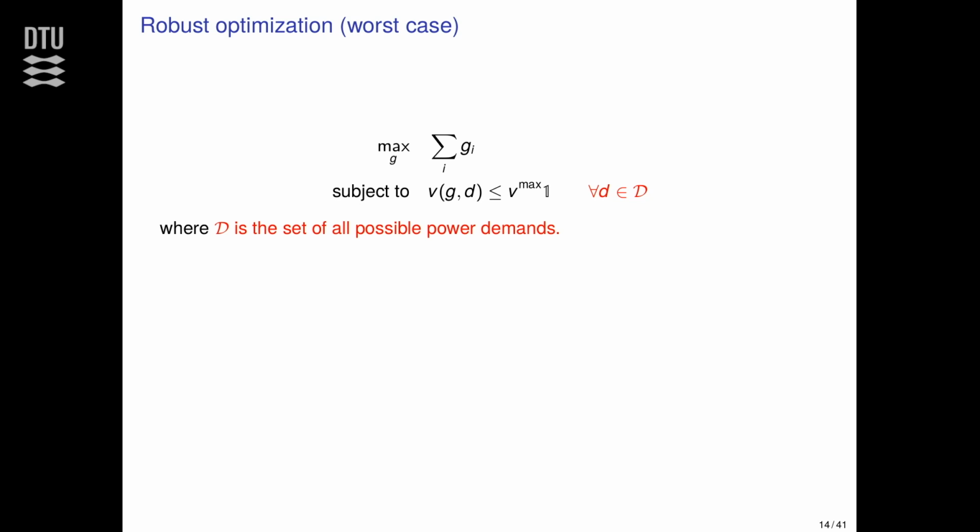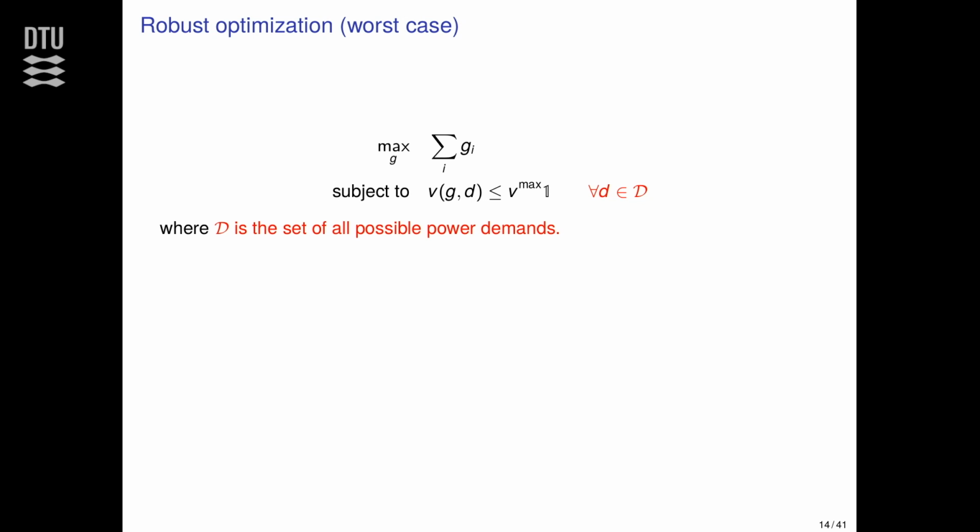It's maximization of my generation subject to the voltage being fine, so being below Vmax, for all possible demands belonging to some calligraphic D here, which is really the set of all possible power demands. Okay?